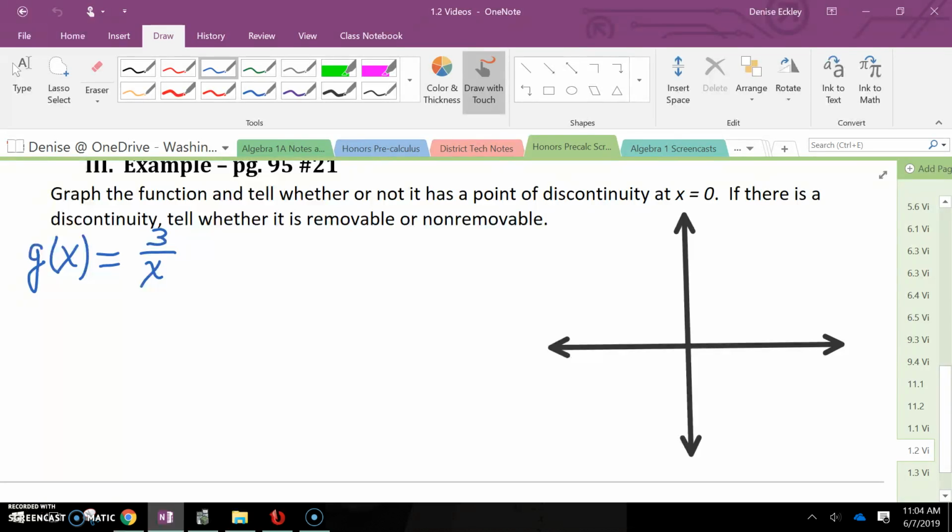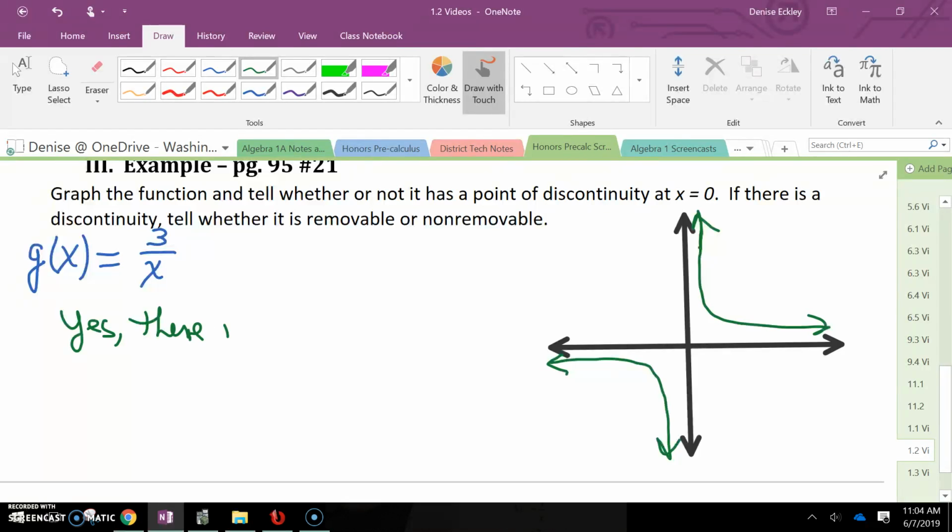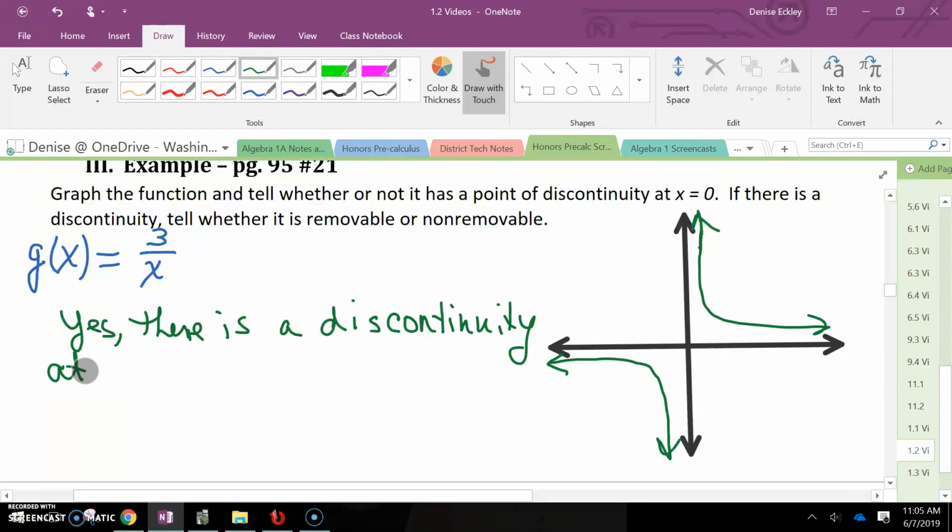So let me sketch the graph real quick. So the graph is going to look like this and like this. So I would answer that yes, there is a discontinuity at x equals 0. And I'm supposed to state whether it is removable or non-removable.